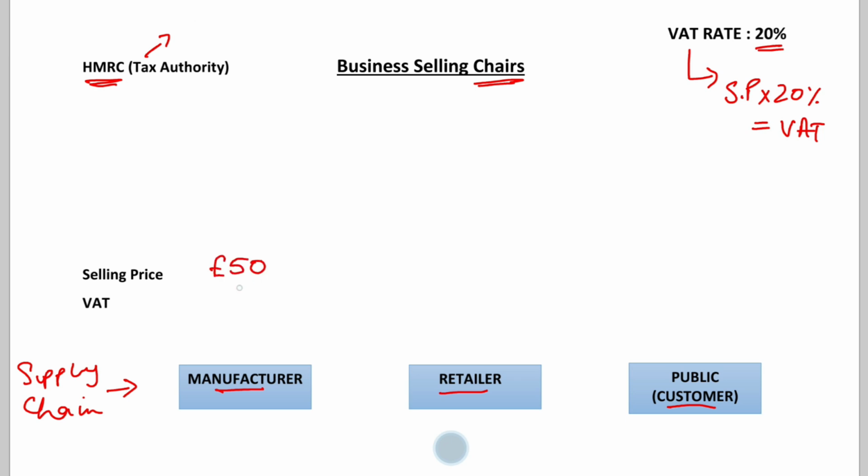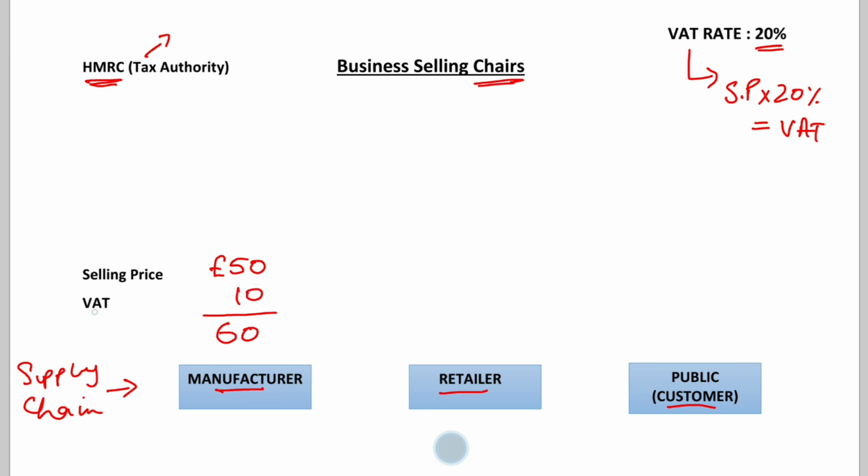So the manufacturer says that I'm going to be selling the chair for £50. We need to add VAT on top of that. How is VAT calculated? Multiply it by 20%. That gives us £10. So the total cost would be £60. So the manufacturer will sell the chair for £60 to the retailer. But be careful, that also includes £10 VAT, right?